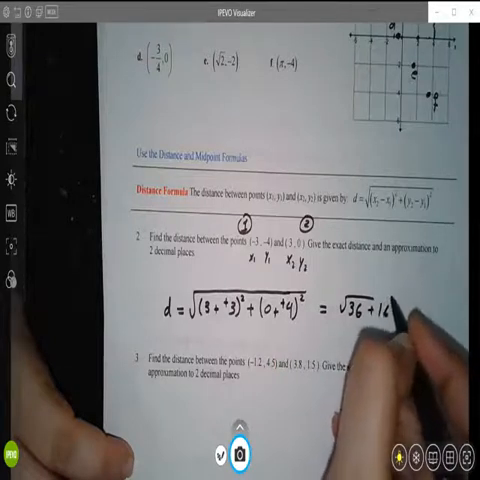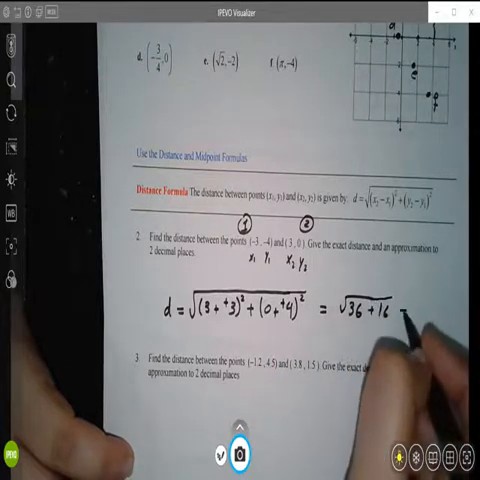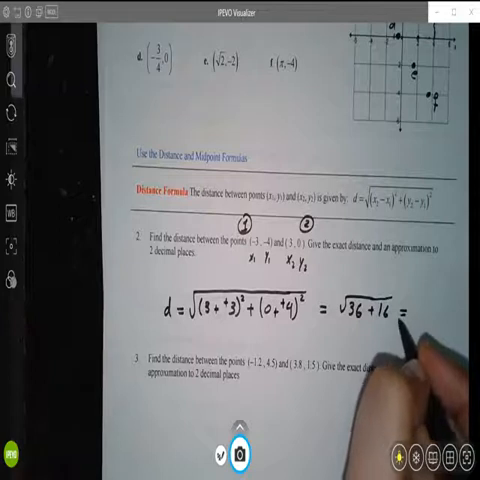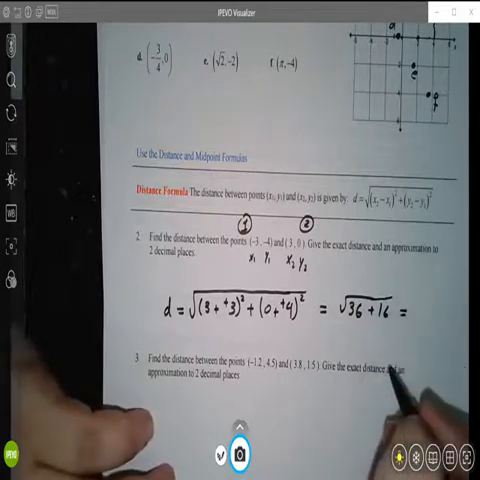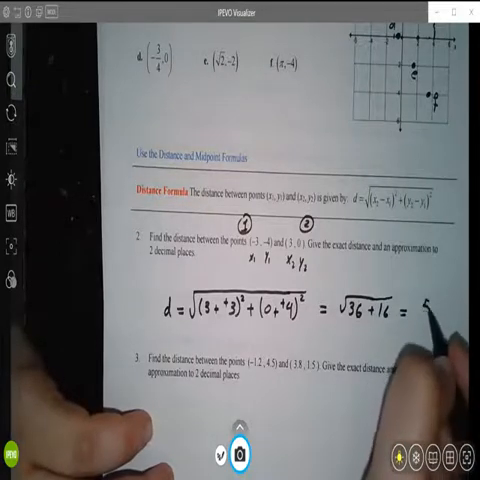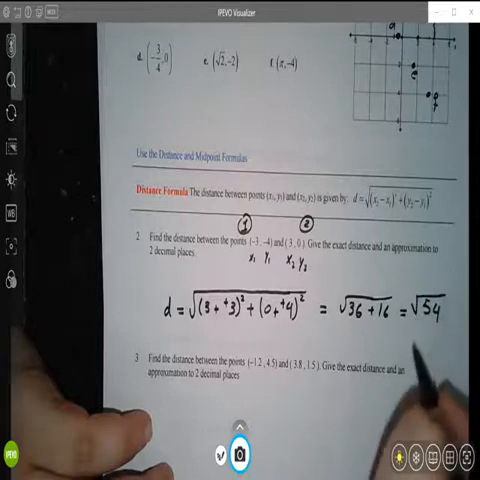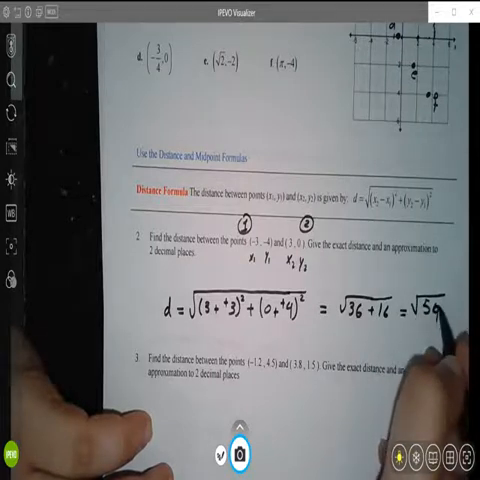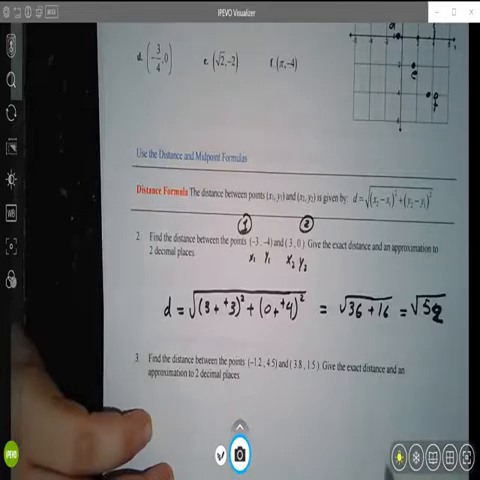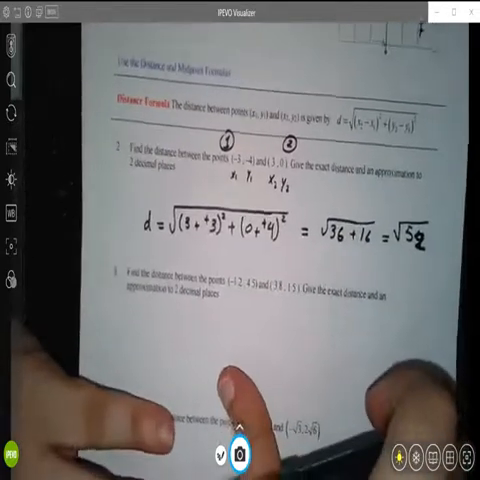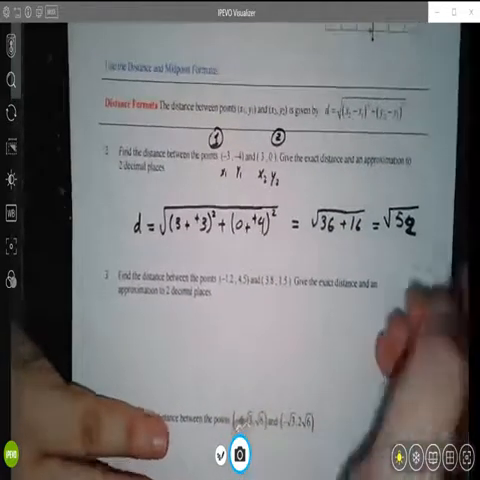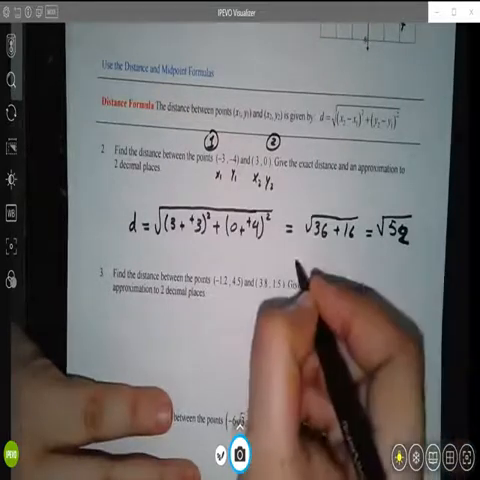It's 16. So now I have the root of the addition between 36 and 16, which is 54 under the root. Nope, 52, sorry. It's 52 under the root. Right? So square root of 52. That's the distance. If you want to simplify, you can.